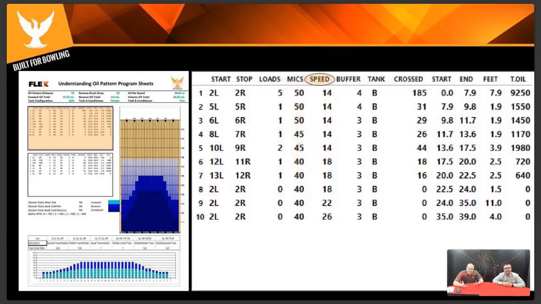The next thing that we have is obviously the speed, and speed becomes important. I feel like a lot of people see the speeds on the program sheet, but they're not sure exactly what they mean. So all of our lane machines have 6 speeds built into them. We have a 10, a 14, an 18, 22, 26, and 30 inches per second.